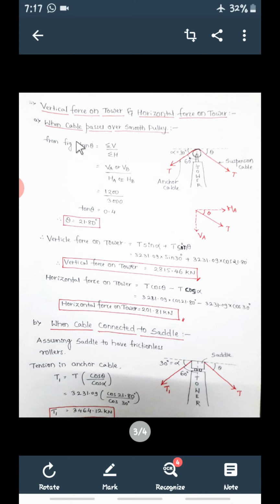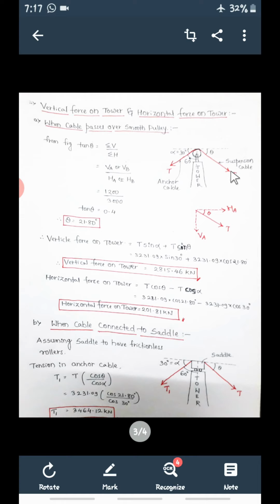There are two conditions. Okay, one is when the cable passes over the smooth pulley. Okay, see here, this is the arrangement. Now this is the smooth pulley and this is the tower or support A, you can say. This is a support at A. Now there are two cables, right? This is the suspension cable and this is the anchor cable. So the tension in the suspension cable is T. The tension in the anchor cable will also be T.